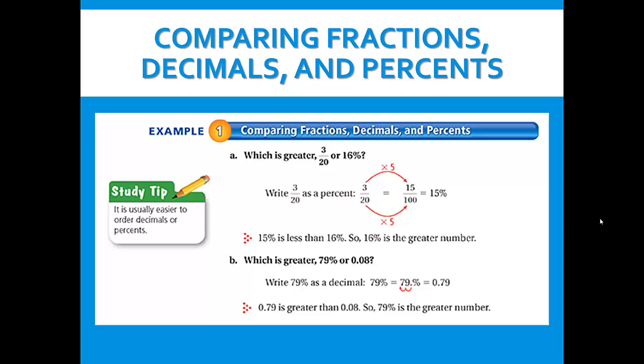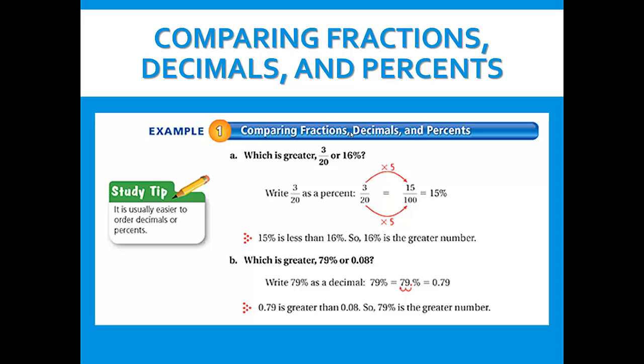For our first example, we're comparing fractions, decimals, and percents. For A, which is greater, 3/20 or 16%? First, we'll look at our study tip to the left. It is usually easier to order decimals or percents. So we're going to convert our fraction to a percent so we can compare it to 16%.